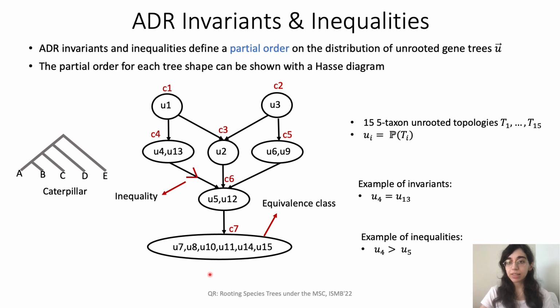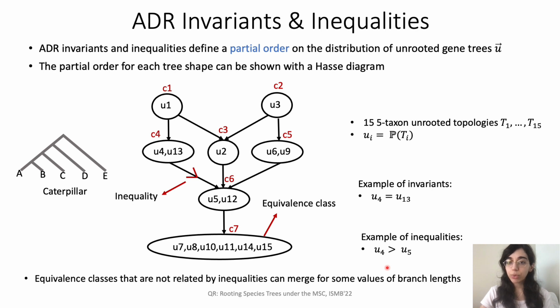Each circle in the Hasse diagram defines an equivalence class, meaning that all the gene tree probabilities inside that class need to be equal, and this defines the set of invariants. For example, U4 equal to U13 in class C4 is an invariant. Similarly, each directed edge shows an inequality where the class at the source of the edge must have strictly greater values than the class at the target. For example, U4 must be strictly greater than U5, and this defines an inequality.